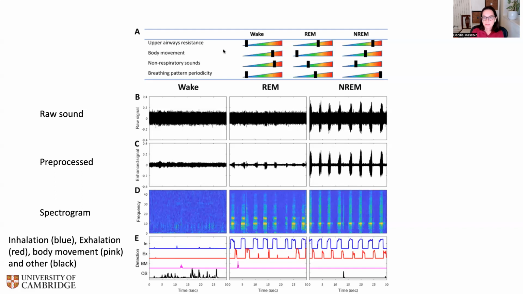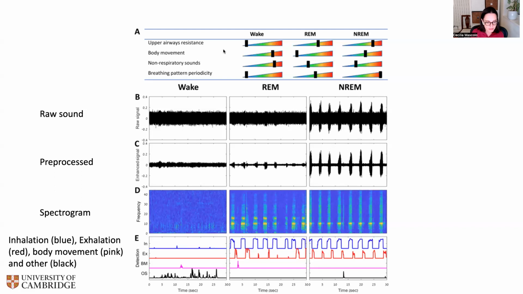On the B panel, there's a description of the wake, REM, and NREM raw signal sound collected. And then obviously there's a pre-processing phase, and you can see all the noise reduced, and you can start seeing, especially in the REM, a very clear pattern isolated there. The techniques used for the pre-processing are the traditional ones. We've seen them already a few times, but you can read about it in the paper if you're interested in the details. And then our well-known spectrogram defining the frequency-time relationship.